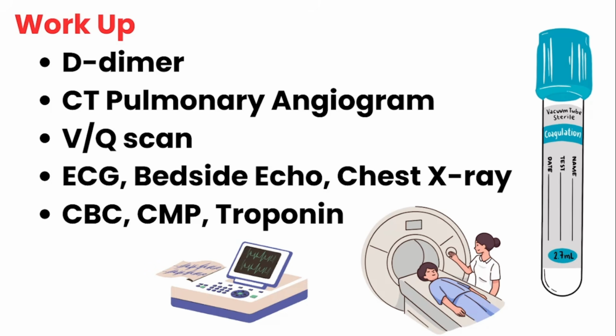which when ordered will be on a blue top, the same ones that the coags are obtained like a PT, PTT, and INR. So a D-dimer is a protein fragment that is a byproduct of a blood clot broken down somewhere in the body. So when it's ordered and it comes back high, it signals to the provider that further diagnostic testing needs to occur, like a CT pulmonary angiogram.